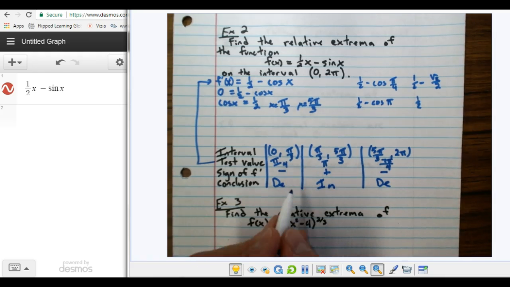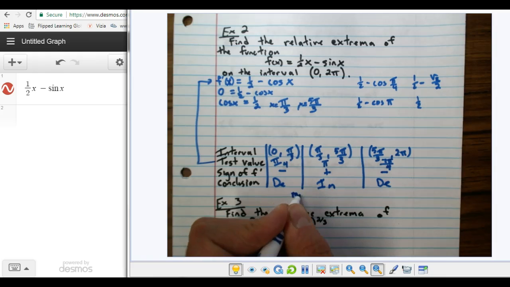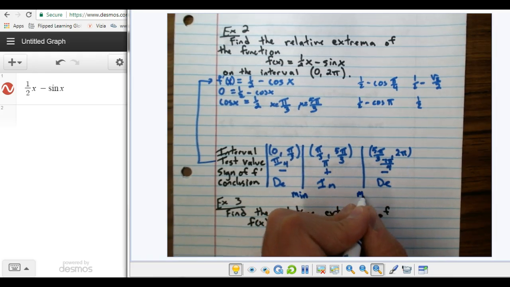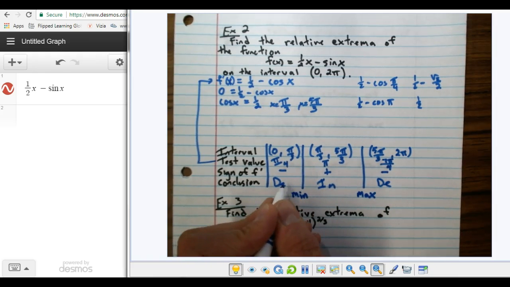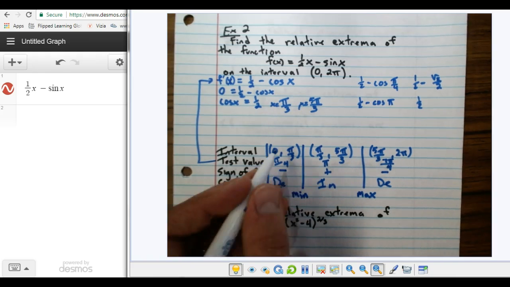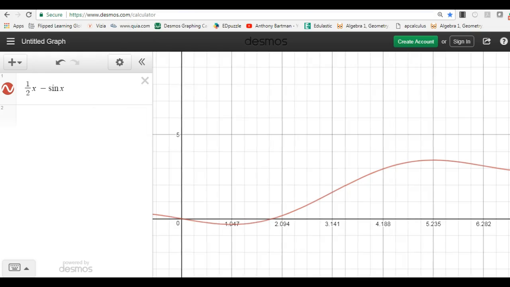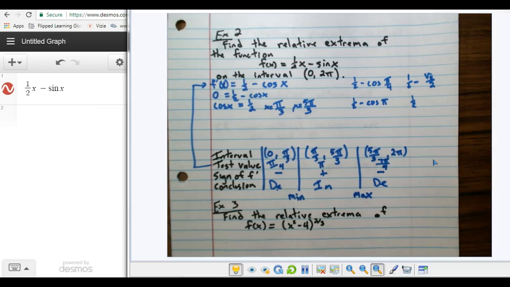What does that tell you? I'm decreasing and then increasing, so this is going to be a minimum, and this is going to be a maximum, because these things are switching signs. So minimum at pi over 3, maximum at 5 pi over 3. And let's look, is that what we said? Minimum at pi over 3? Yep. Maximum at 5 pi over 3? Yep. That means we got that one right.